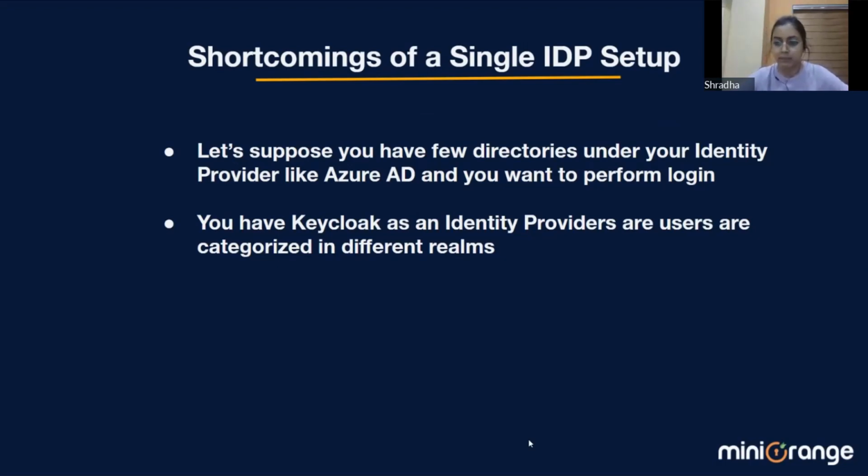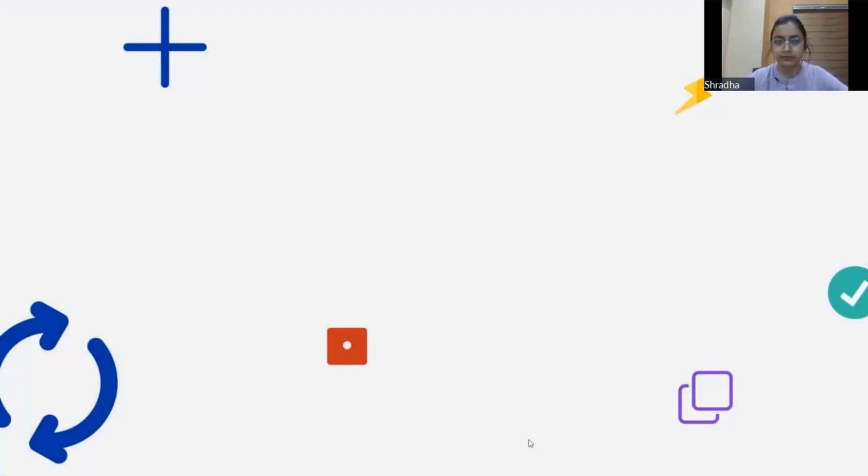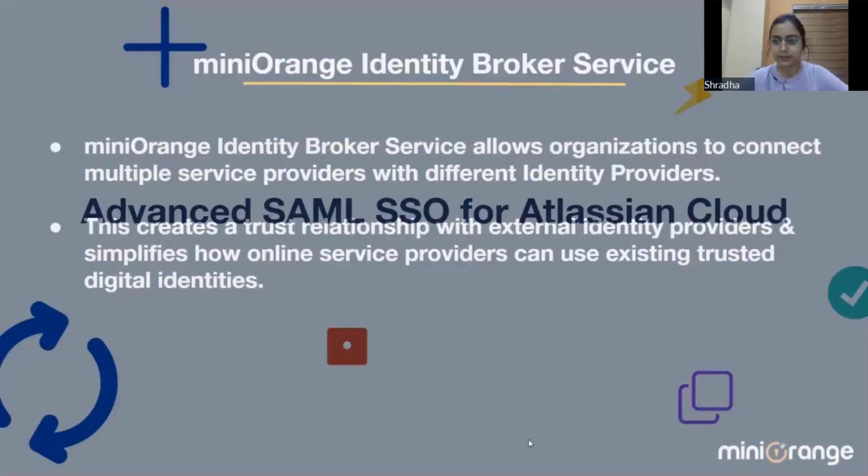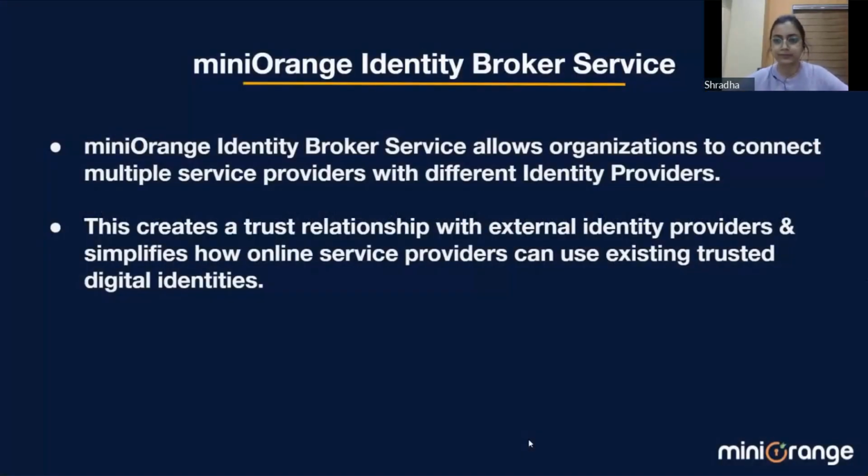So, where miniOrange comes in. Now, let's look at some advanced SAML SSO use cases that you can achieve using miniOrange. Let's say you have identities in multiple identity providers or user stores. You wish to be able to connect not just Atlassian applications, but all of your applications with multiple identity providers where user identities are stored.